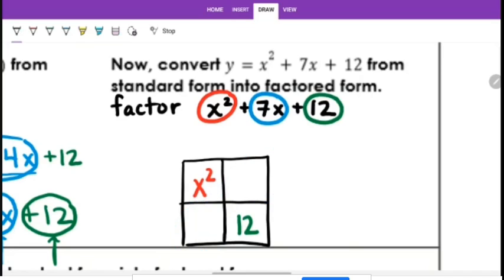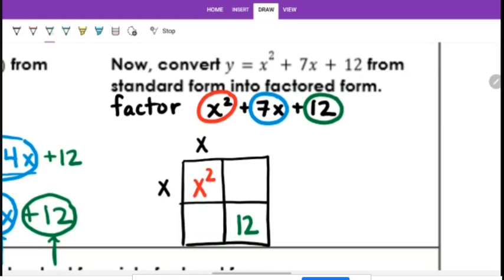Based on what we have filled in, just the x squared and the 12, what do we already know about our factors? Well, take the x squared, for instance. In order to get an x squared in this box, the two things that you have to multiply together to get x squared are x and x. So we know that we're going to have an x on the top and an x on the left. That much we can already fill in.